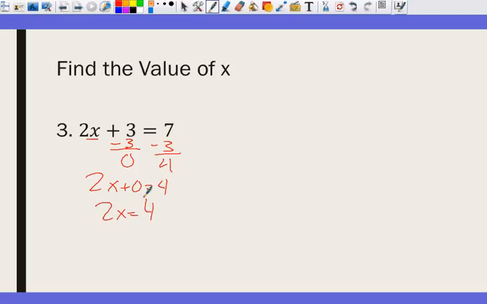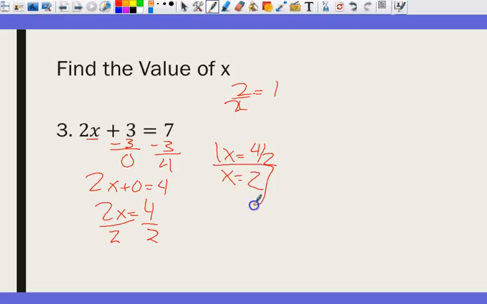We have 2 times x. Opposite of multiplying is dividing. So we're going to divide both sides by 2. Let's look at this for a second. 2 divided by 2 is equal to what? 1. So we really have 1x is equal to 4 over 2. I don't care about that 1 there. You can just go away. x is equal to 2. Is that our answer? Oh, wow, it is. Imagine that.